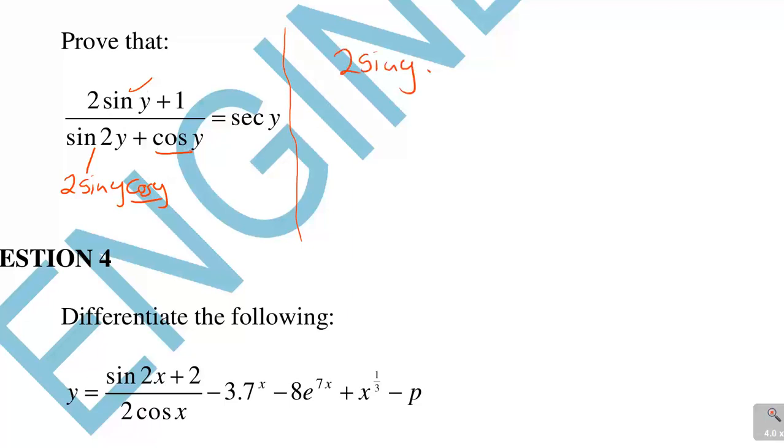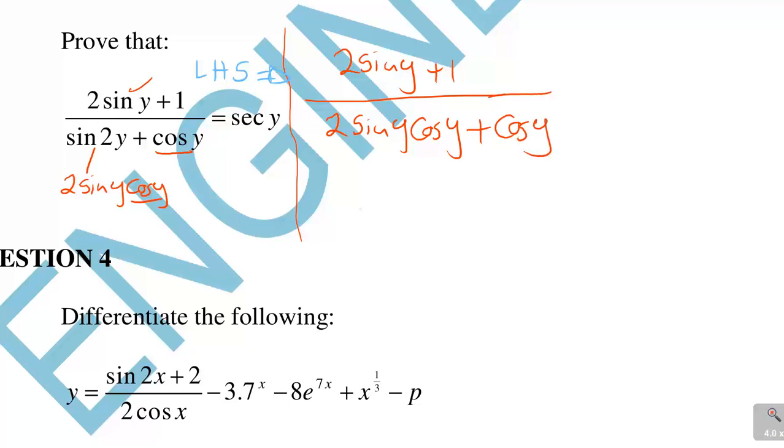So I have 2 sine y plus 1 over, so here I'm starting with what? Remember, I'm proving. So I'm starting with the left hand side. Left hand side, that's what you need to tell us. So I've got 2 sine y plus 1 all over, and the denominator becomes 2 sine y cos y, and then it's plus cos y.